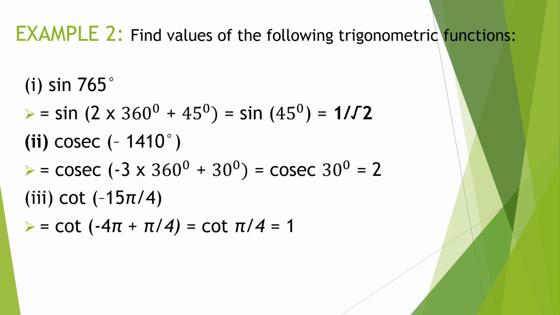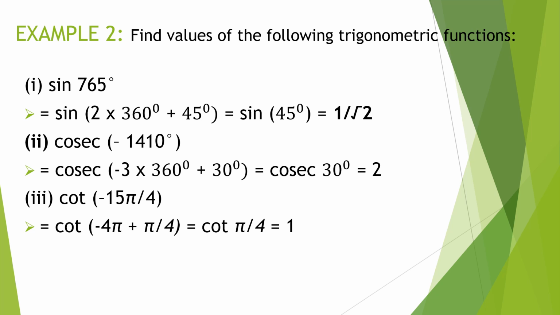Example 2. Find the values of the following trigonometric functions. First is sine of 765 degree. 765 degree we write as 2 into 360 degree plus 45 degree. Why? Because you know that in the whole circle, after 360 degree, or you can say after 2 pi, the values are repeated. So sine of 765 degree is nothing but sine of 45 degree, which is equal to 1 upon root 2 from the table which we have just seen.